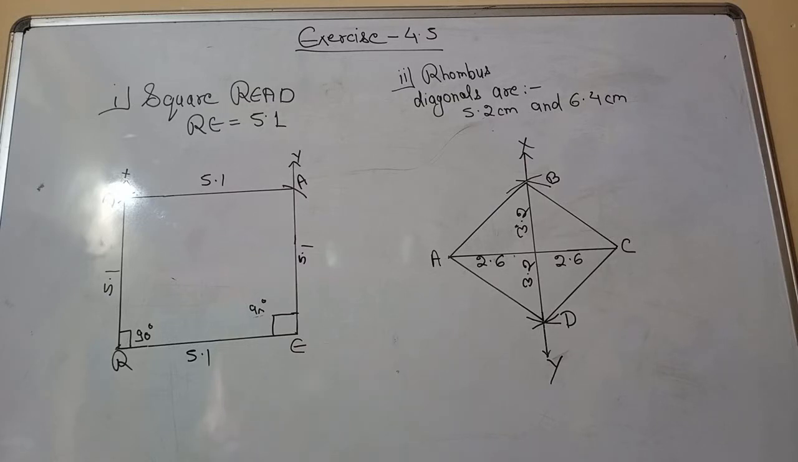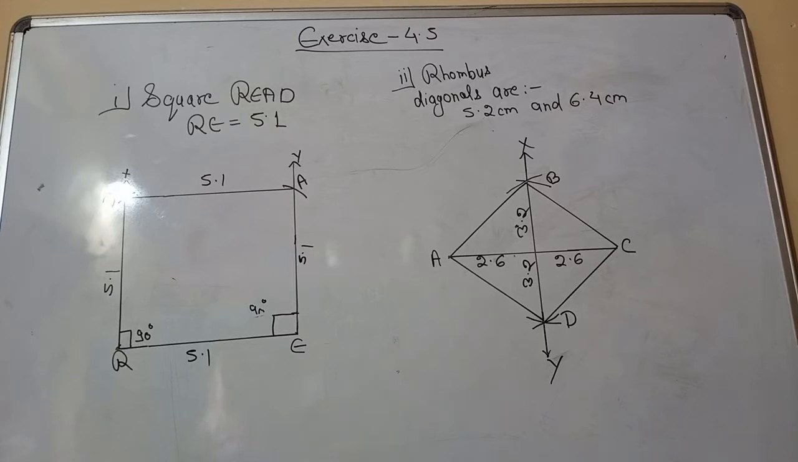So see, there are 4 different questions in this exercise. In each question we have to construct different quadrilateral shapes. So in simple words, if I say this exercise is the summary of all previous exercises. Like you know how to construct a square, you know how to construct a rhombus when diagonals are given. So this is the sum up of all the previous exercises.